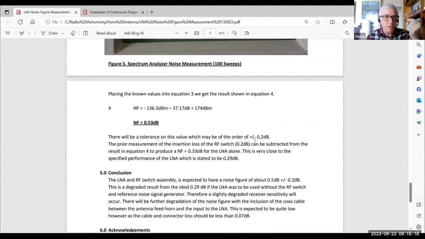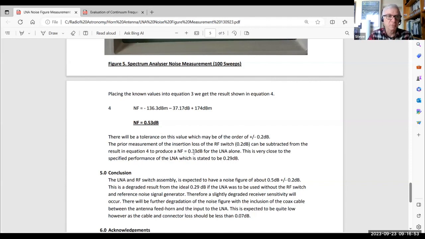If you remove that 0.2 dB loss that I mentioned is in that relay in front of the LNA, then you end up with about 0.33 dB of noise figure just for the LNA on its own, which is very comparable to the stated figure by radio astronomy supplies of 0.29. There's obviously going to be a significant error band in this measurement. I have to admit that. And it could be as high as 0.2 dB. So we're in the right ballpark. This is the main thing I was concerned about. And I think this is still quite an acceptable receiver to use.